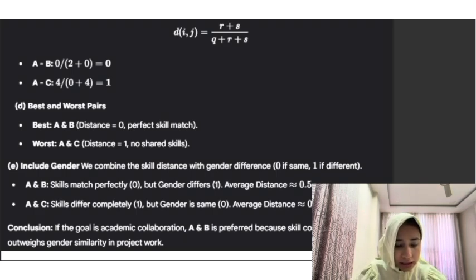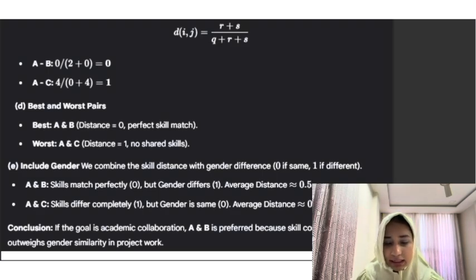Now part E, include gender in analysis and re-evaluate compatibility. So we combine the skill distance with gender difference. So here we have to also include gender. Above we were only including the skills, but in this case we need to include the gender as well. So we combine the skill distance with gender difference. 0 if same, 1 if different.